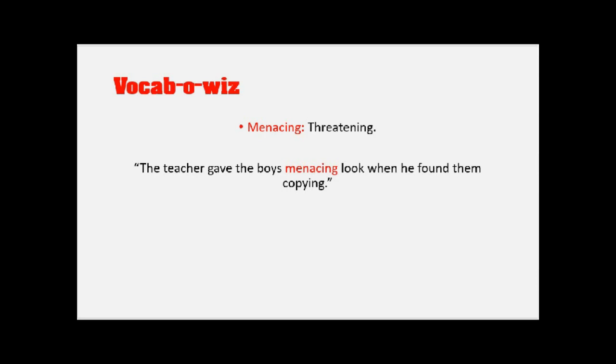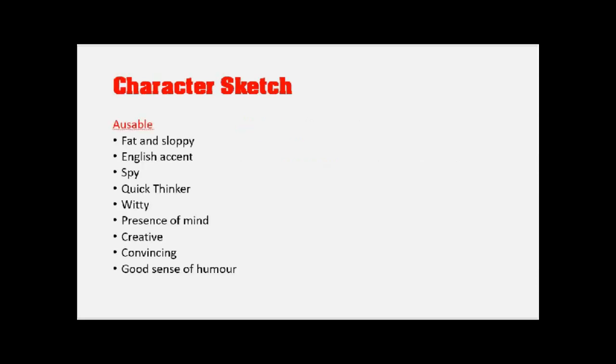So a menacing look is when you're trying to create a sense of danger in somebody's eyes, when you're trying to threaten somebody, that if you do this, I'll do that. It's not that the teacher is going to do anything to the boys, but these are the kind of looks that a teacher will give when they see somebody copying. Hence this sentence. Alright, let's quickly go through the character sketch for Ausable, which is one of the most important things that can come.